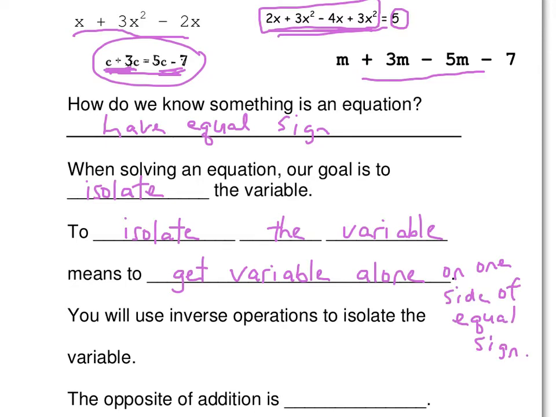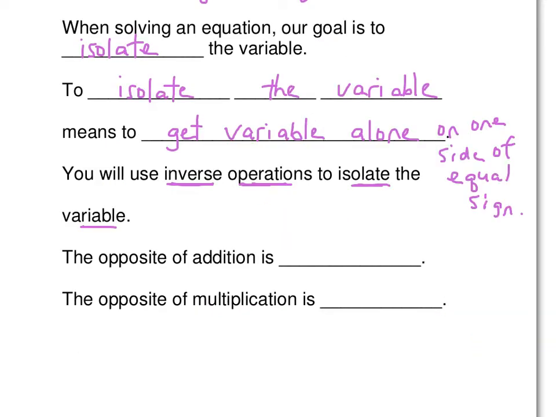Okay, the way we do that is we're going to use inverse operations. So you write that down. We're going to use inverse operations to isolate the variable. Inverse means opposite. So we're going to use opposite operations to isolate the variable and get it alone. You need to know that the opposite of addition is subtraction. You've learned that since like 3rd or 4th grade. And the opposite of multiplication is division. We're going to use these inverse operations to solve equations.